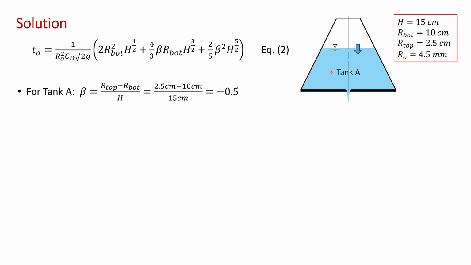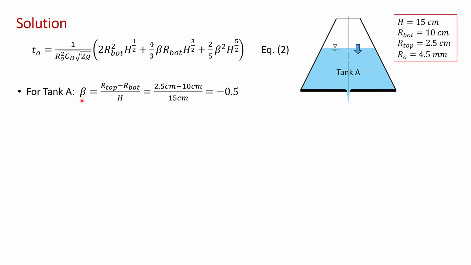So this is tank A, the losing tank with the larger bottom. It has a height of 15 centimeters. The radius of the bottom of the tank is 10 centimeters. The radius of the top of the tank is 2.5 centimeters. And both tanks have an outlet hole with a radius of 4.5 millimeters.